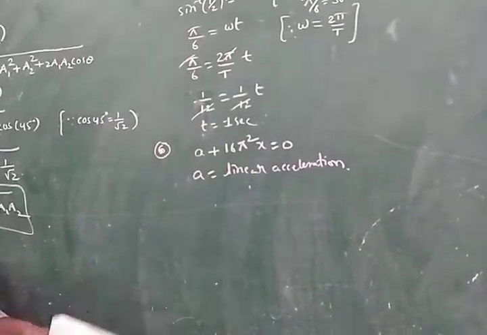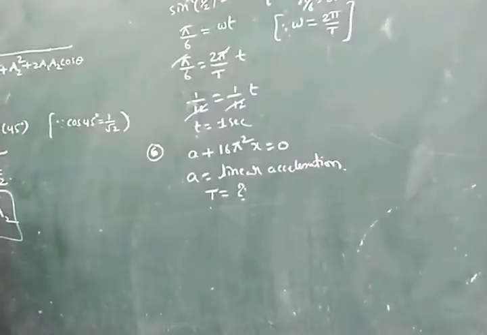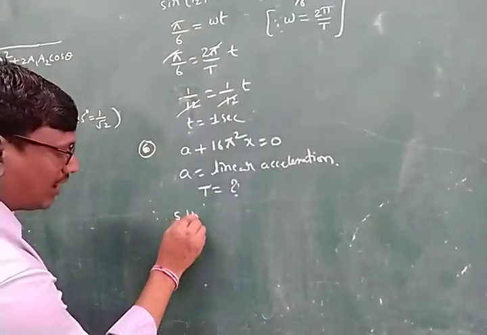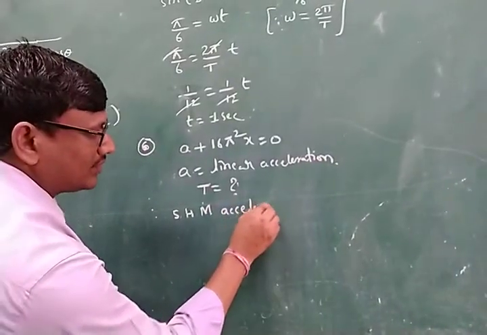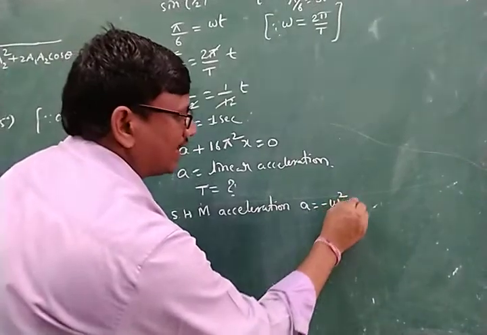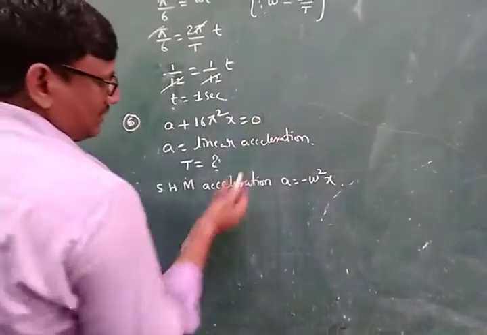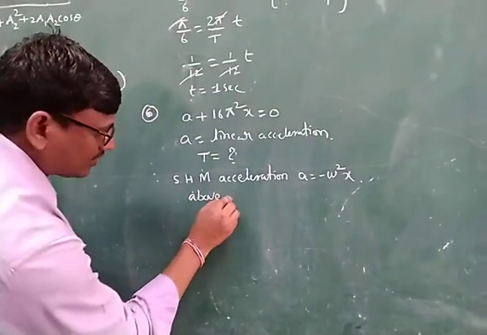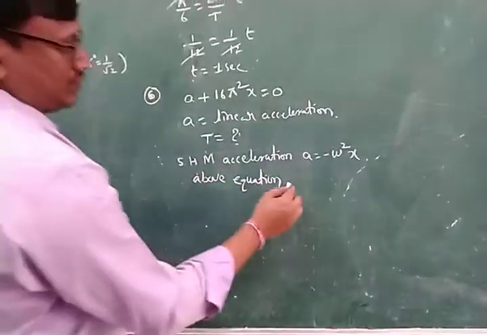The time period of the simple harmonic motion, the time period T is equal to how much? We know that for simple harmonic motion, the standard equation of acceleration is A equal to minus omega square into x. This is considered from the above equation. We can write.